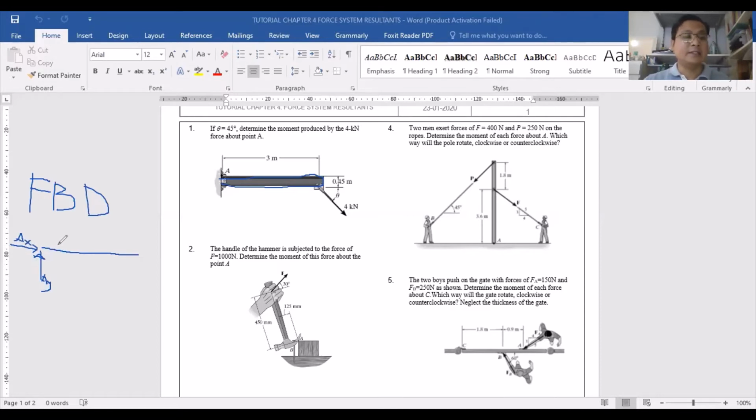And then another one is the moment. How about the moment? So the fixed moment is opposite of clockwise, so counterclockwise. At the end, we give the force in direction theta at an angle of 45 degrees.